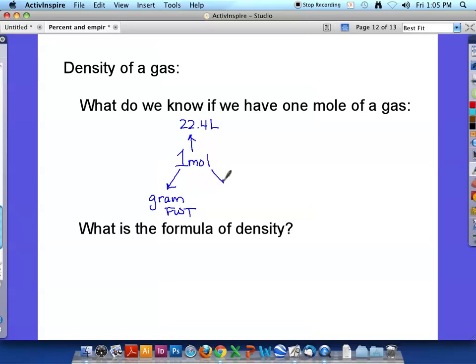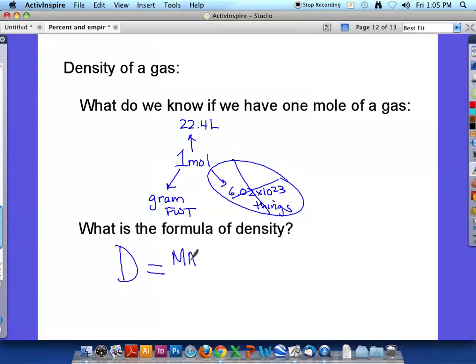We also know that it can be 6.02 times 10 to the 23rd things, but this portion of our knowledge is not going to be useful for this calculation. The other thing I want you to remember is what's the actual formula for density? Mass divided by volume.